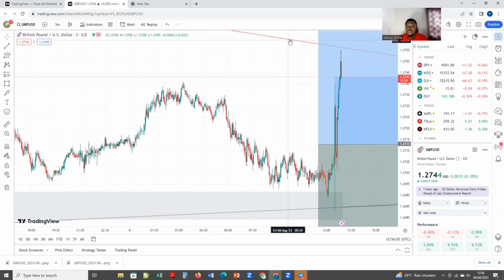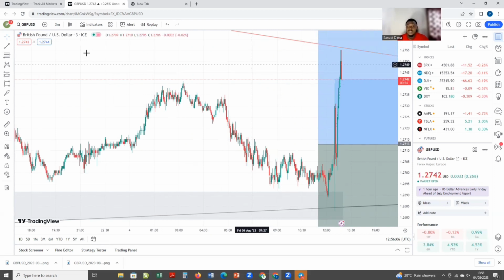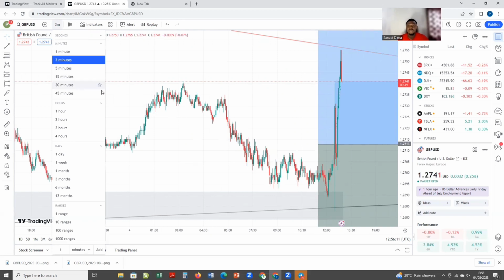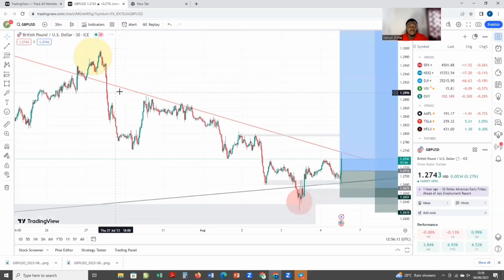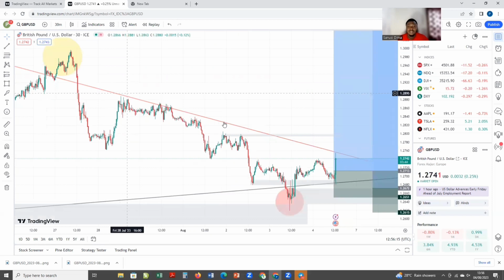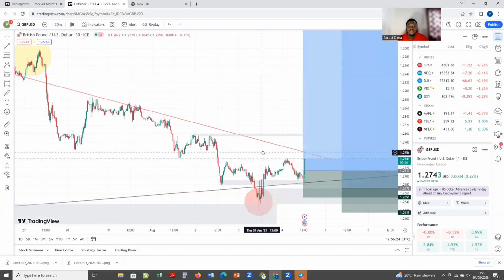It's a strong zone. You notice the market goes to that zone and it's reversing. It shows it's a strong zone. So I'm still in here, and I'm waiting.